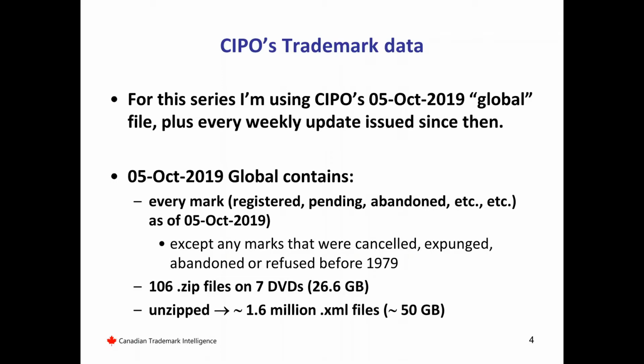If you download the global, you're going to have 106 zip files, and you'll need at least 26.6 gigabytes of storage space to hold them. If you unzip all of those zip files, you're going to wind up with a little over 1.6 million XML files, and you'll need about 50 gigabytes of storage space to hold those. CIPO does not include any longer XML files pertaining to marks that were canceled, expunged, abandoned, or refused before 1979.